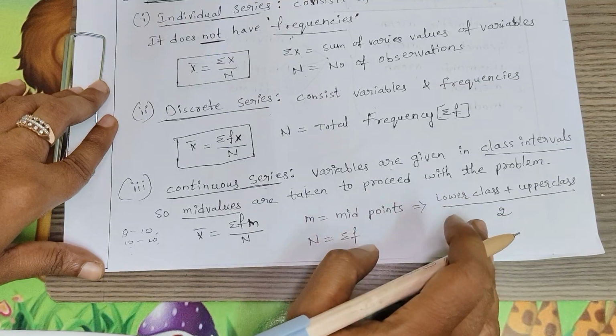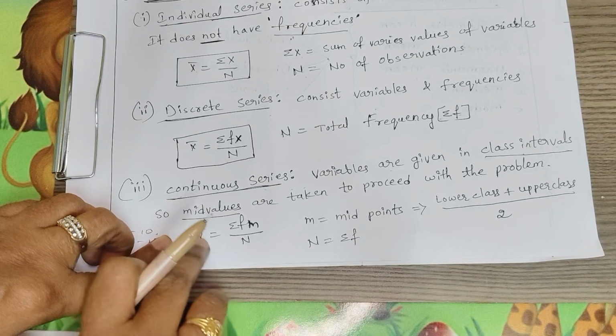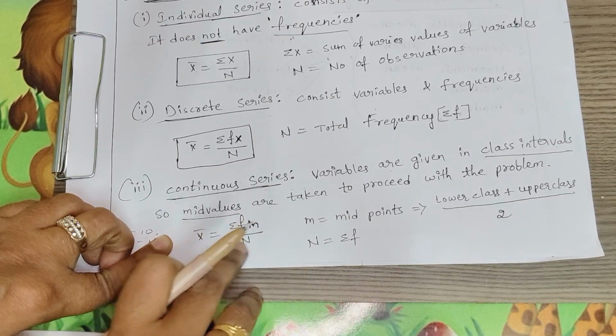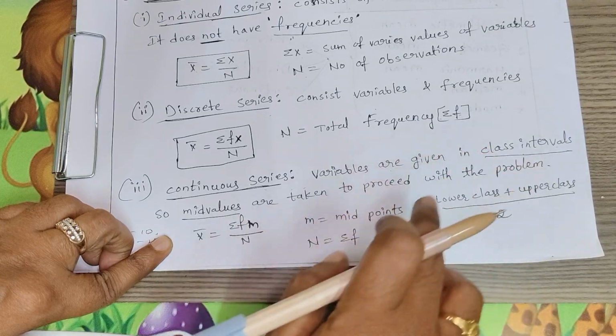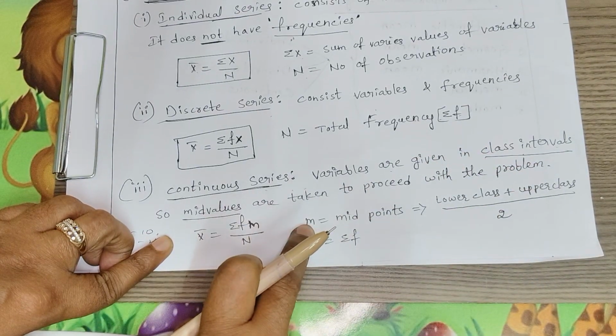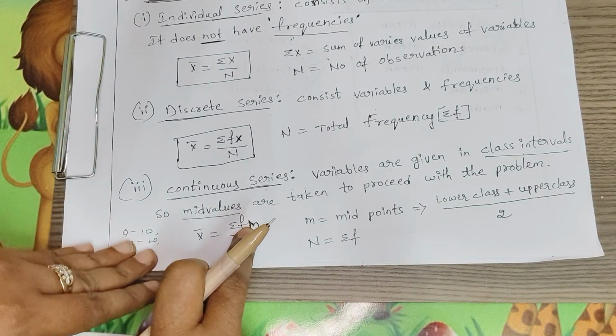With the help of mid values, we need to solve the mean. Here, X bar is equal to summation of fm divided by n. By using class intervals, we calculate mid values. With the help of mid values, frequencies are multiplied, then take the total of that column, then you will get summation of fm.